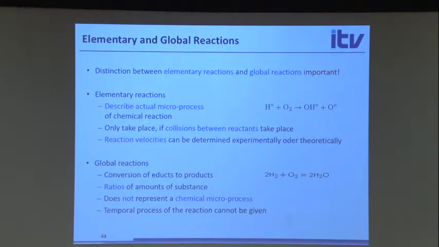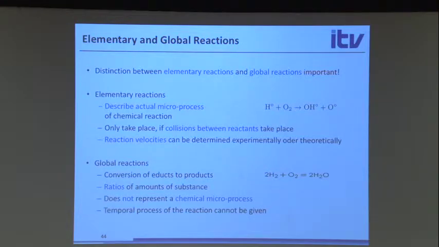So, these only take place with a collision, and you can determine reaction rates experimentally or theoretically using quantum chemical simulations and so on. Global reactions, on the other hand, just give you the ratios of amounts of substances that react with each other. They give you stoichiometric relations, what the stoichiometry is.